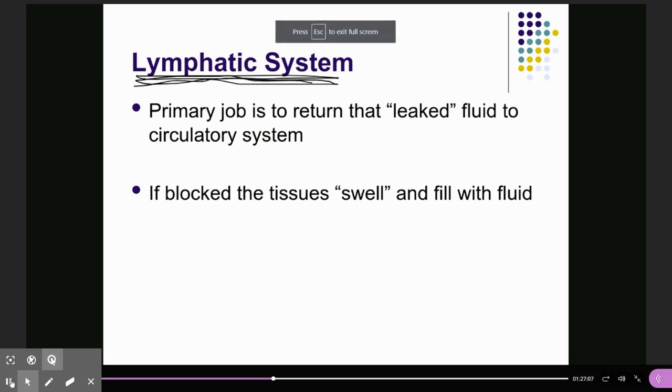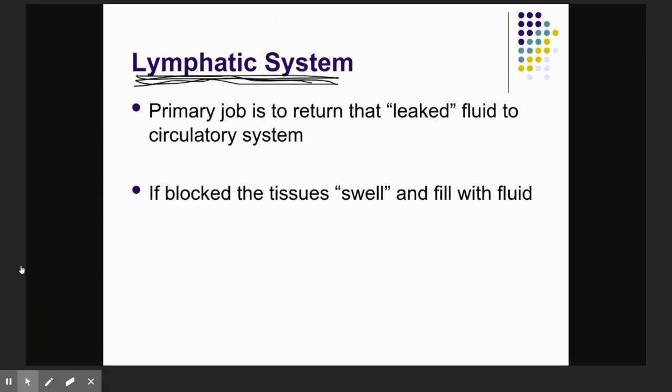So the lymphatic system has 2 jobs. One of them is to make sure that the fluid that was leaked is picked up and returned to the circulatory system. But we also want to make sure that fluid is nice and clean, and that's the other job. If we don't return this leaked fluid back to the circulatory system, it's going to stay in the tissues. And the tissues are going to swell up and fill up with fluid. Does that make sense? Any questions about it?